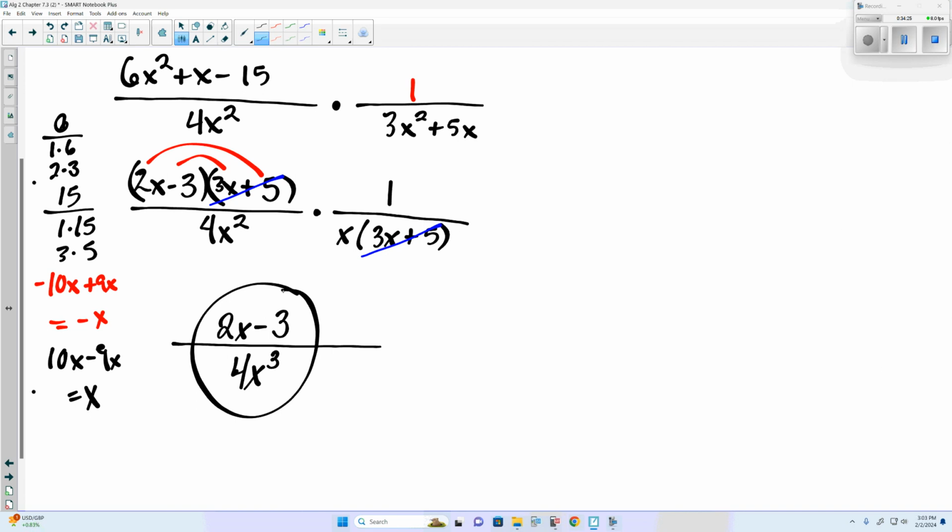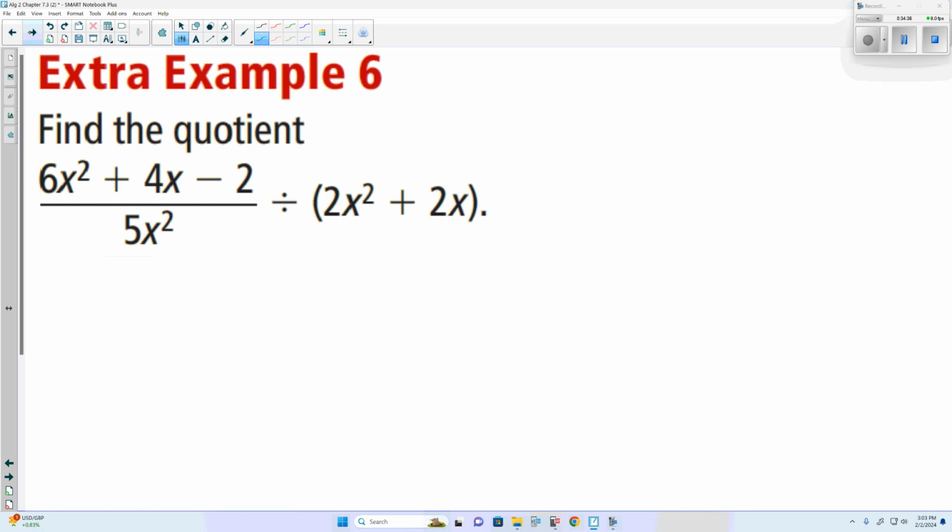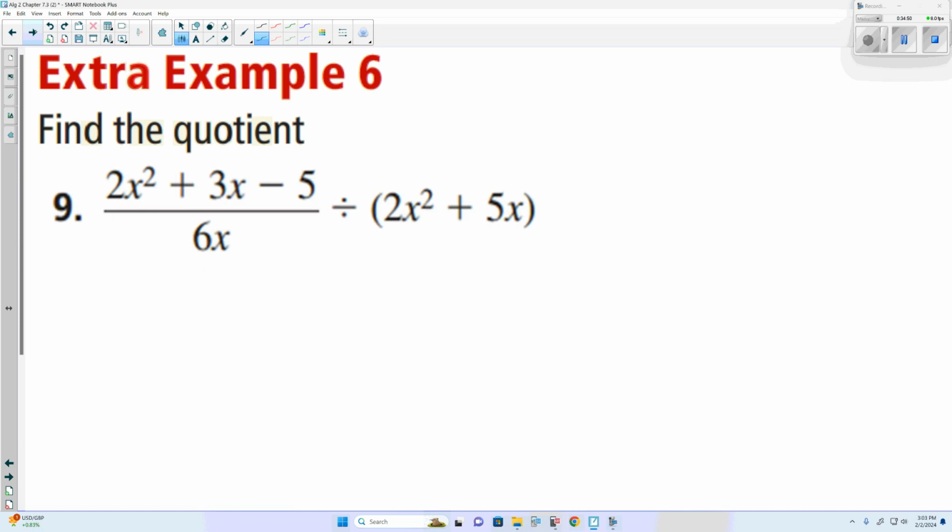Questions on this here? We're ready to look at the last one. So we have this one and one more. I'll let y'all pick. Do we want to do this one here or the last one? This one or the next one? This one here. All right.